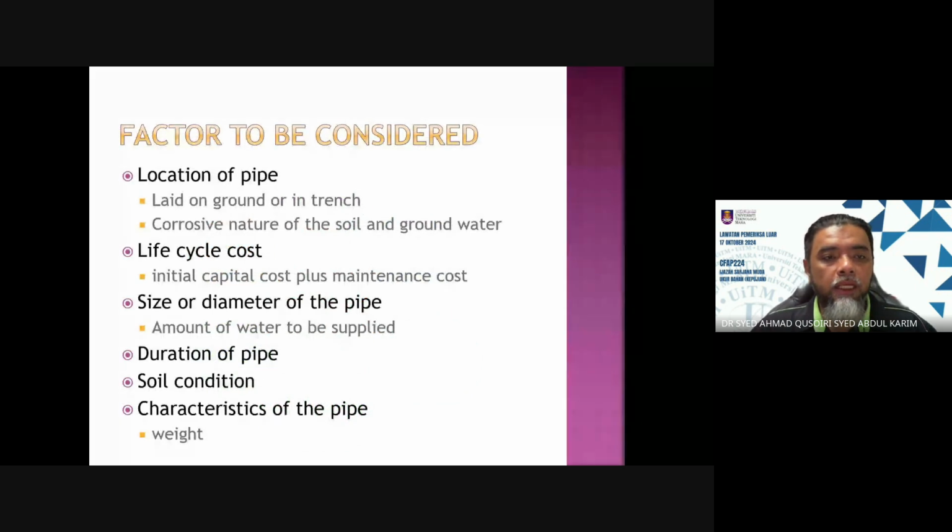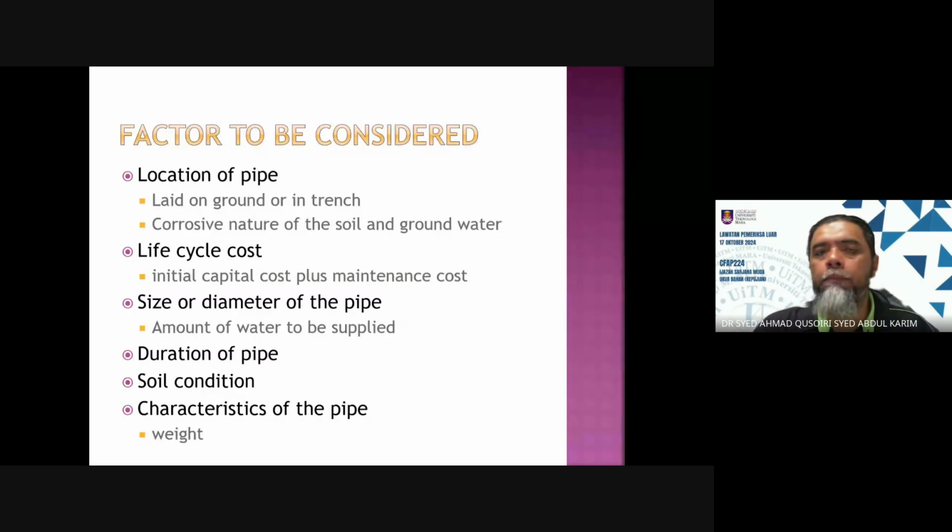All right. Next is location of pipe. So the location, where do we put the pipes? Either on the ground or in trenches. And sometimes also attached to structures such as bridges. Okay. Usually when the pipes are going through land, we would put them underground. Okay, we are talking about these main pipes.